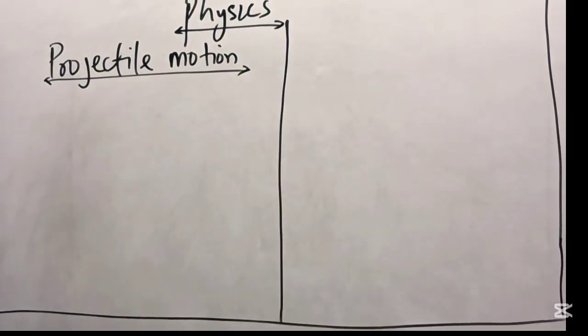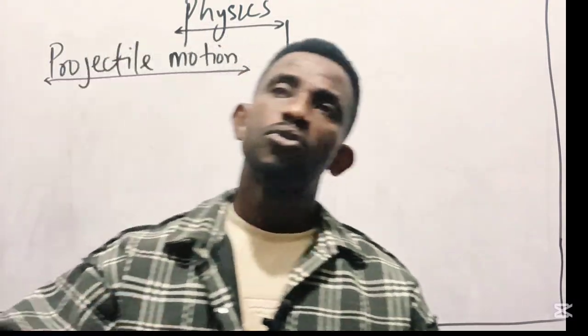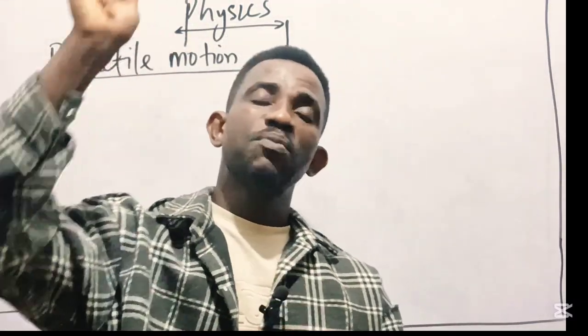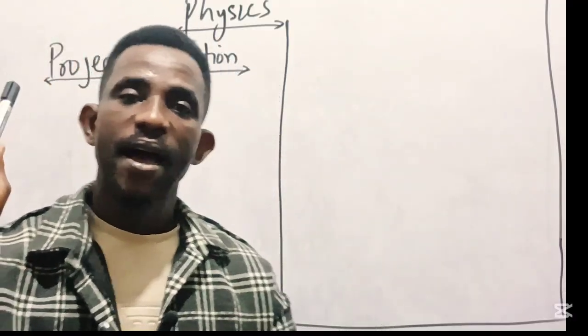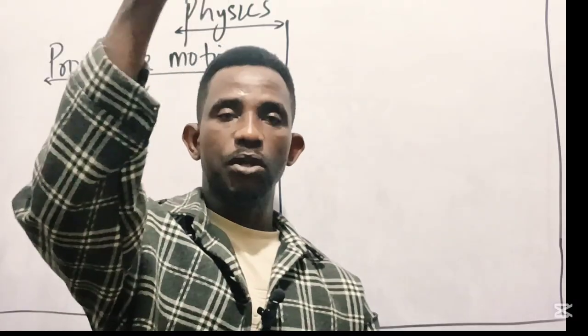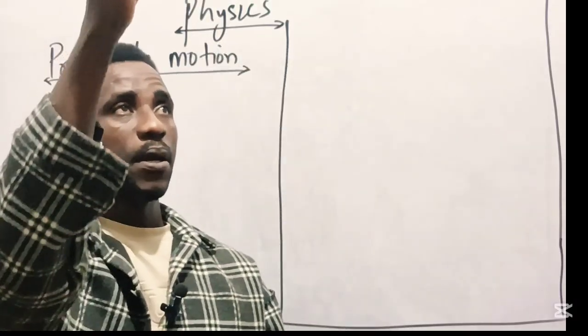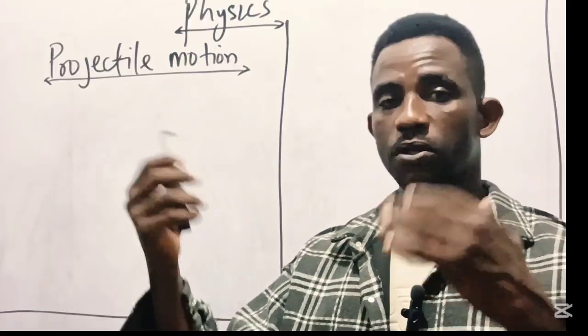What we have today is projectile motion. A projectile is a body thrown up into the atmosphere and is acted upon by air resistance and acceleration due to gravity. That is, if you throw it up, it will return back and fall down. So everything that is thrown upward falls backward.